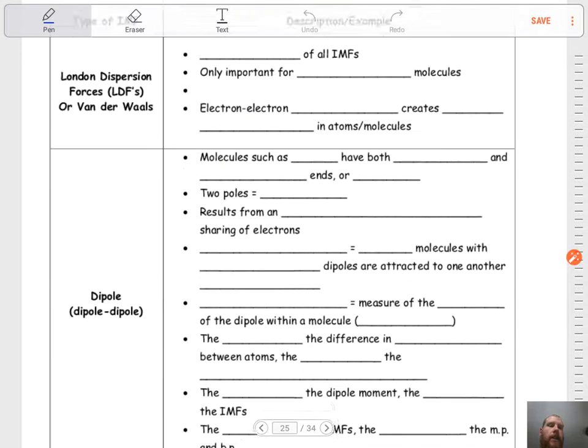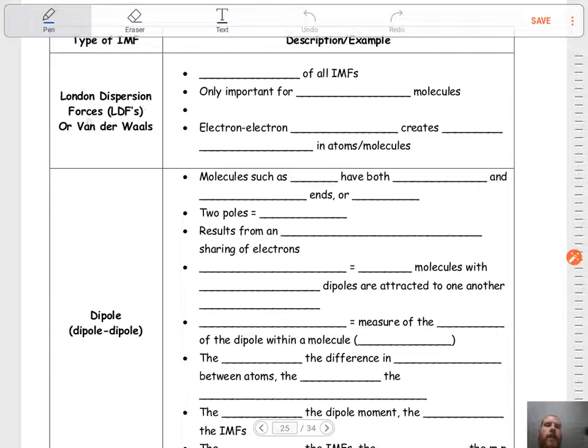So let's talk about the three types, okay. London dispersion forces, LDFs, or van der Waals, they mean the same thing, okay. These are synonyms that mean the same thing, all right. These guys are the weakest.